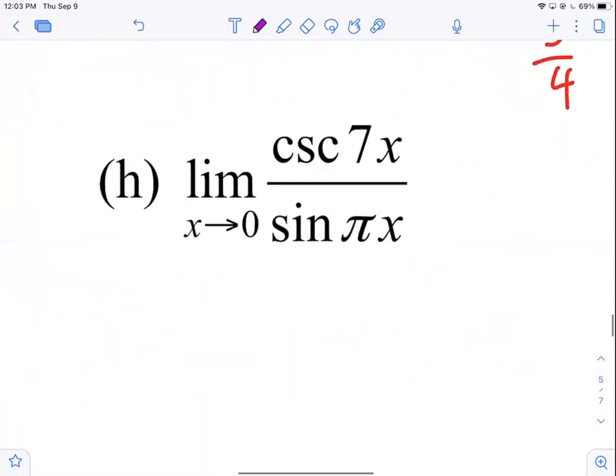All right, so now that you know a little bit more than you did a couple of minutes ago, do H on your mark and set go.